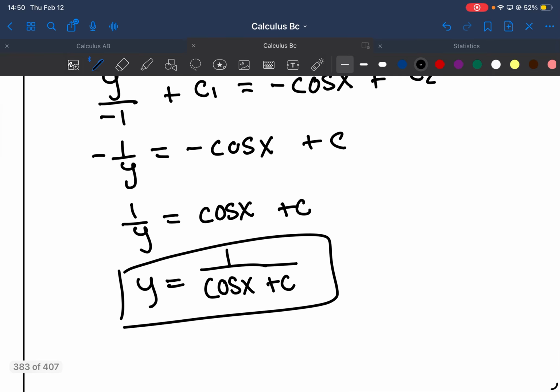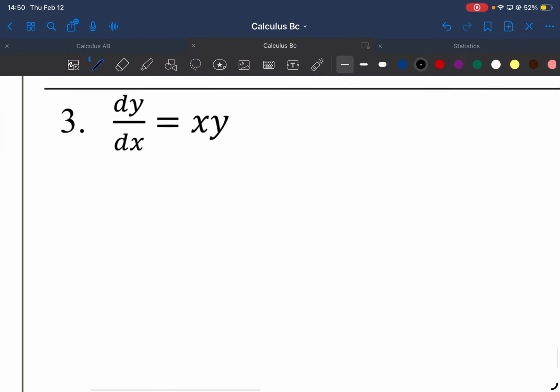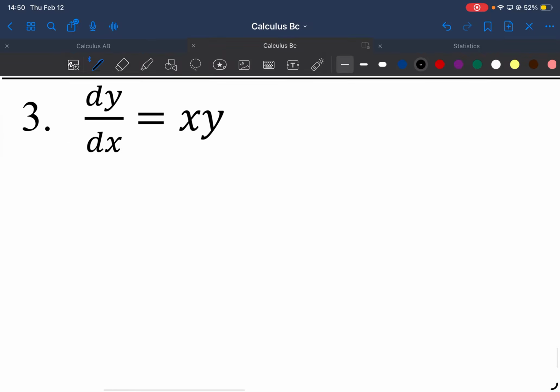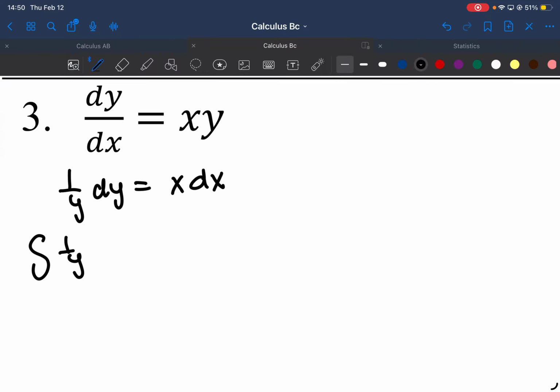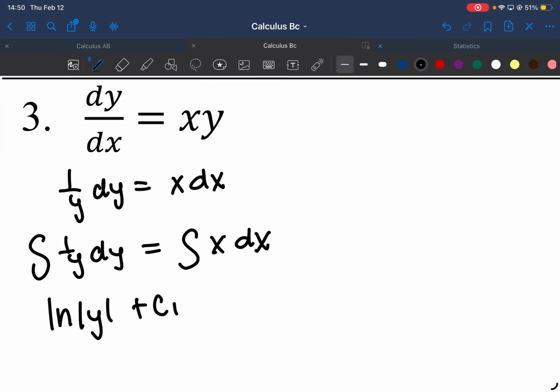Okay. Any questions on number 2? Number 3. First, I separate my variables, so I would have to multiply both sides by dx and then divide both sides by y. So I have 1 over y dy is equal to x dx. Take the integral, and I get the natural log of absolute value of y plus c1 is equal to x squared divided by 2 plus c2.